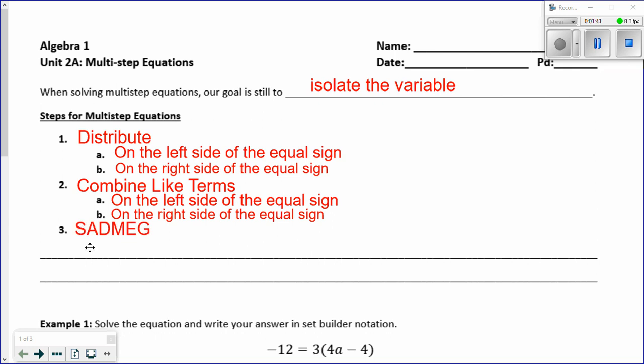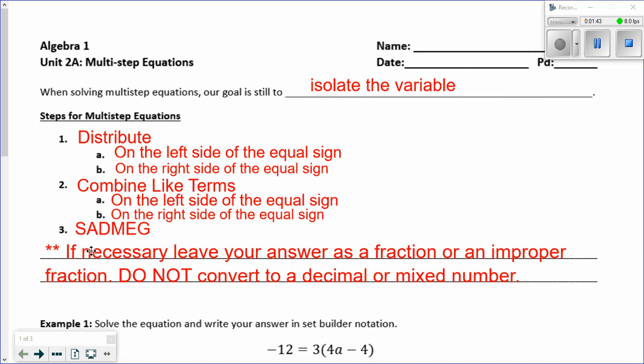Okay? Keep in mind that if you have to leave your answer as a fraction, or as an improper fraction, don't bother trying to convert it to a decimal. That's more work. Don't try to convert it to a mixed number. That's more work. An improper fraction is totally fine if it is fully simplified. Wow, that was hard to say. Make sure your fraction is fully simplified, and that's good enough for me.